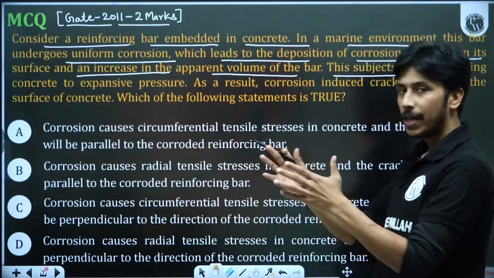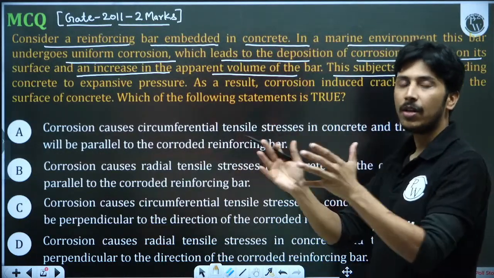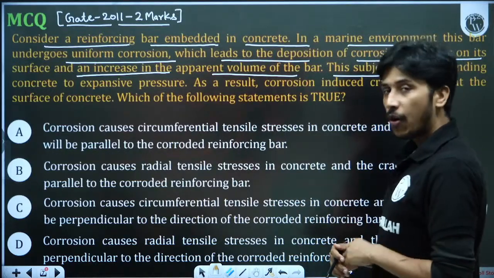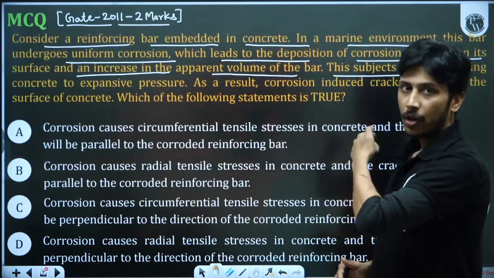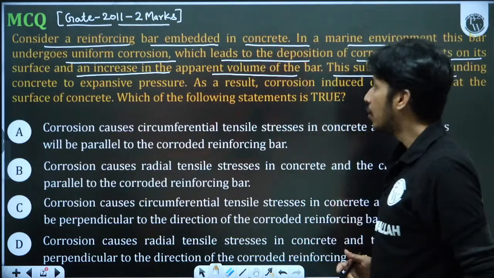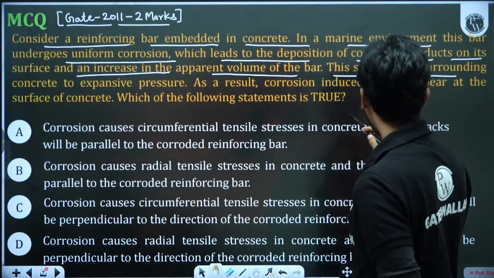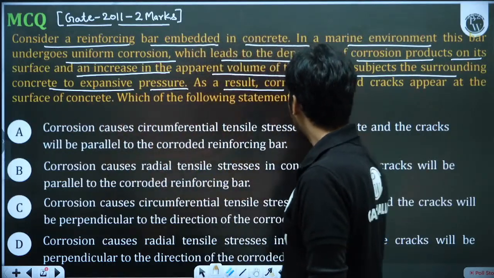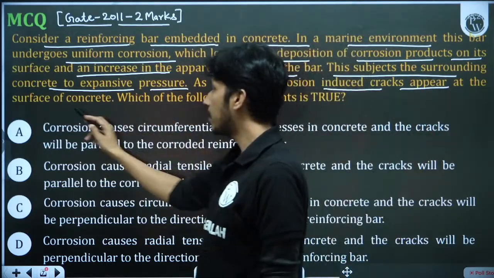So bar volume increases, then it applies stress on concrete. So concrete cover falls. So how does the concrete cover fall? Because there is a crack that is called corrosion crack. So due to the corrosion crack, the concrete cover falls due to this stress. So this is asking how this crack propagates. The surrounding concrete is subject to expansive pressure. As a result, corrosion-induced cracks appear at the surface of the concrete.